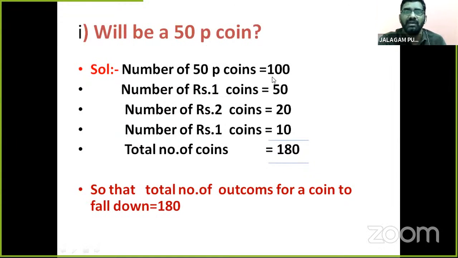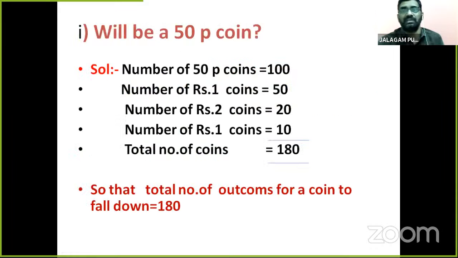The total number of 50-paise coins here is 100, the number of one-rupee coins is 50, the number of two-rupee coins is 20, and the number of five-rupee coins is 10. The total number of possible outcomes is 180. So the total number of outcomes for a coin to fall down is 180.